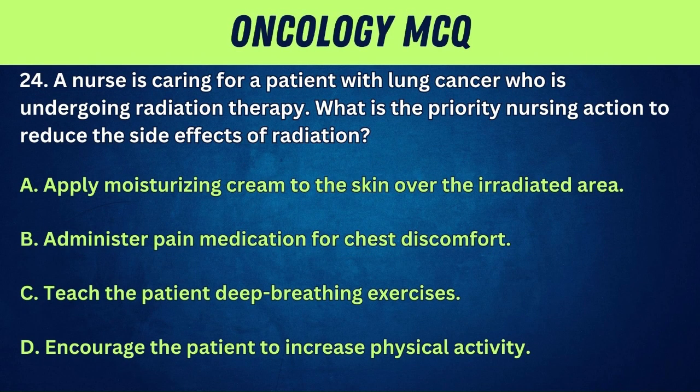24. A nurse is caring for a patient with lung cancer who is undergoing radiation therapy. What is the priority nursing action to reduce the side effects of radiation? A. Apply moisturizing cream to the skin over the irradiated area. B. Administer pain medication for chest discomfort. C. Teach the patient deep breathing exercises. D. Encourage the patient to increase physical activity.